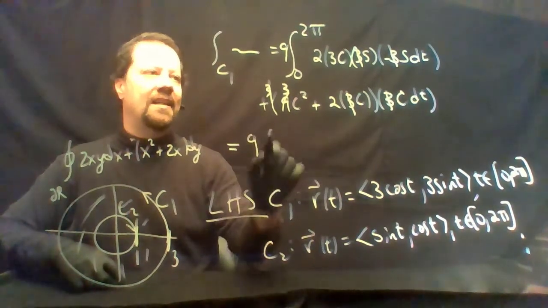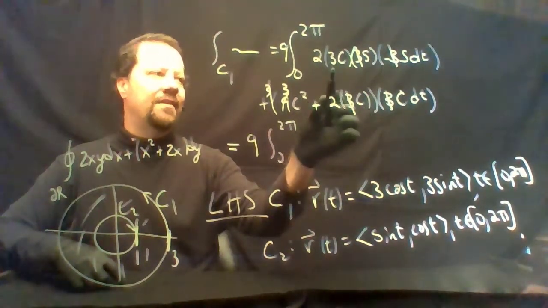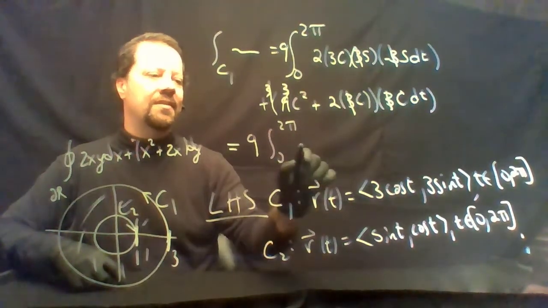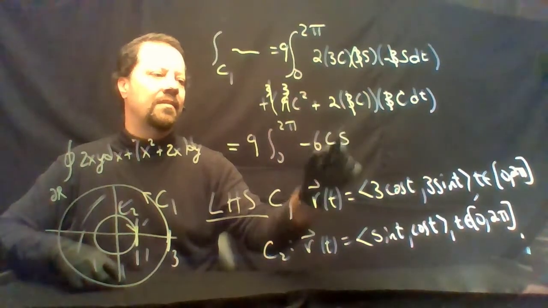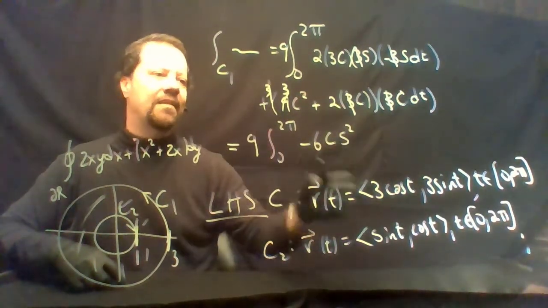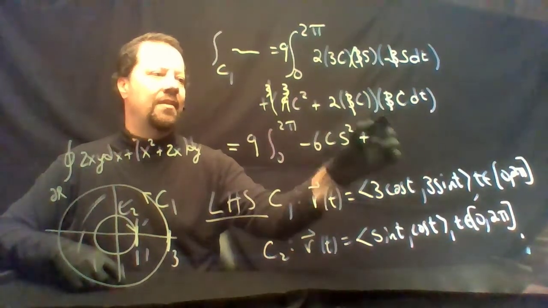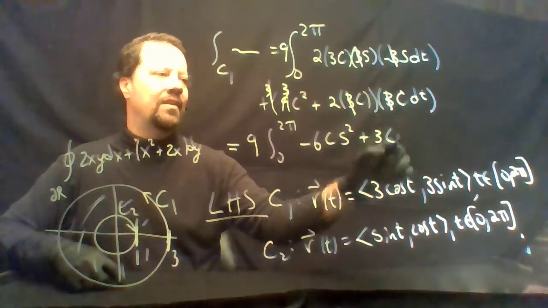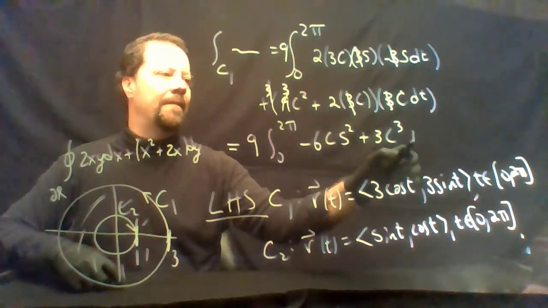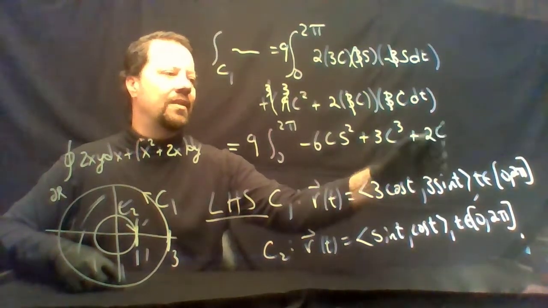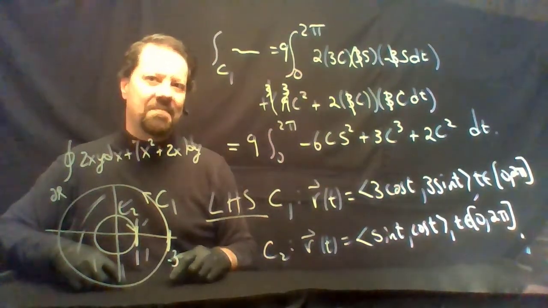So we'll have 9 times the integral from 0 to 2 pi. We'll have 6 minus 6 cosine times sine squared. The dt will factor out. We'll also have plus 3 cosine cubed, and then plus 2 cosine squared, all times dt.